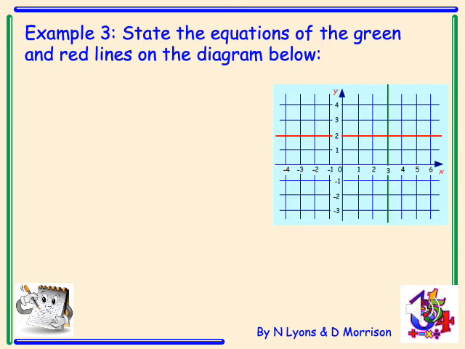Example 3. State the equations of the green and red lines on the diagram below. So our red line is a horizontal line. It goes through our y-axis at 2, so the equation is y equals 2. And every y-coordinate on that line will be 2. And if we look at our vertical green line, it goes through our x-axis at 3, so the equation is x equals 3. Again, every x-coordinate on that line will be 3.